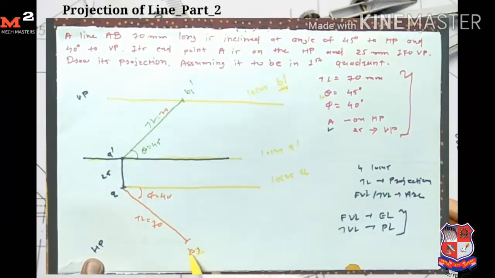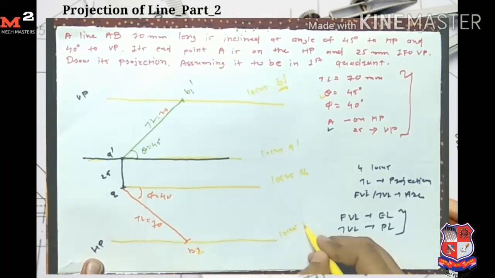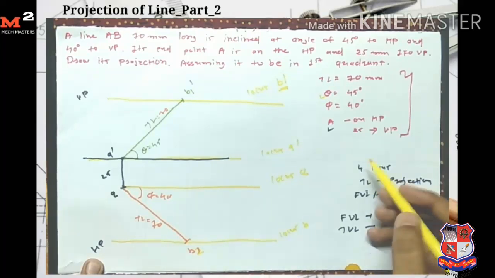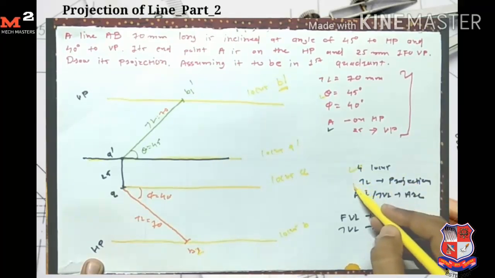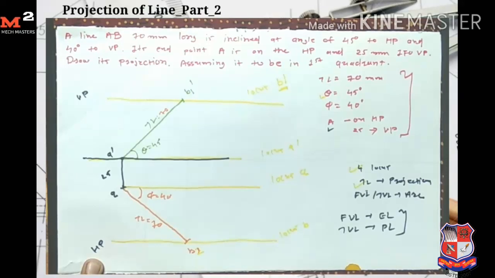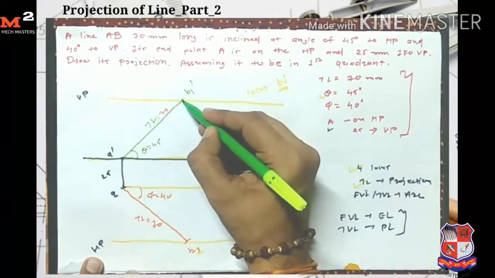Similarly from B2 I draw one horizontal line. This is my locus of B, so I get the B point on this line. Now I get my fourth locus. Now from the true length I draw the projection line.